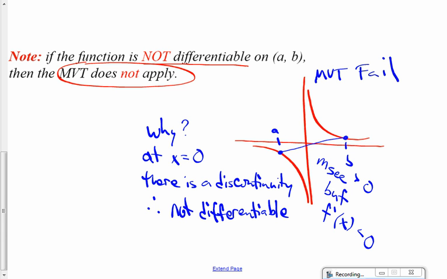There are some that are not differentiable that do happen to have the same slope as the average rate of change, but the mean value theorem is an existence theorem that says if it meets these conditions, you're guaranteed that scenario. Okay? Good so far.